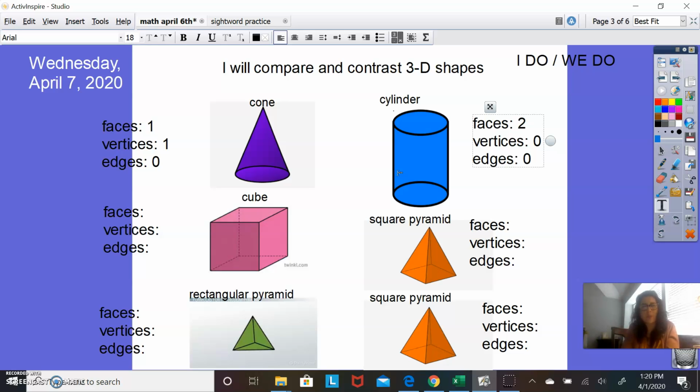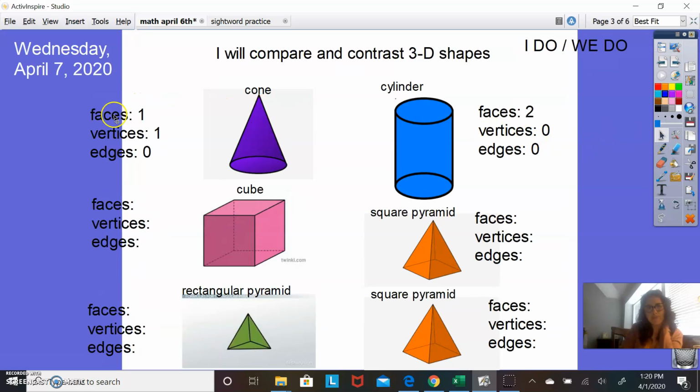Okay, now that we have described the cone and the cylinder, now we can compare and contrast these two shapes. We can tell what is the same about these two shapes, and we can talk about what is different about the two shapes. So let's take a look. Faces, the cone has 1, the cylinder has 2. So is that the same or different? If you said different, that's correct.